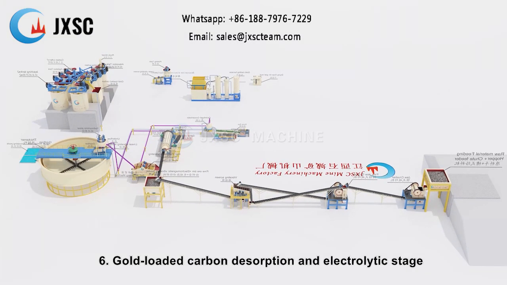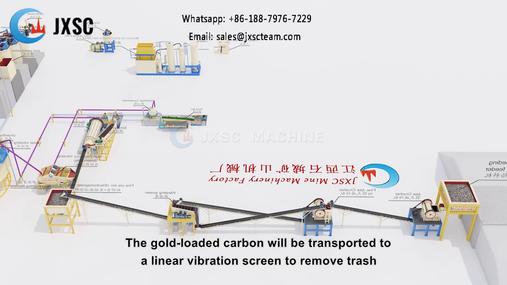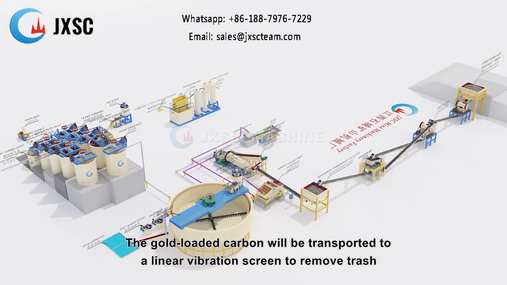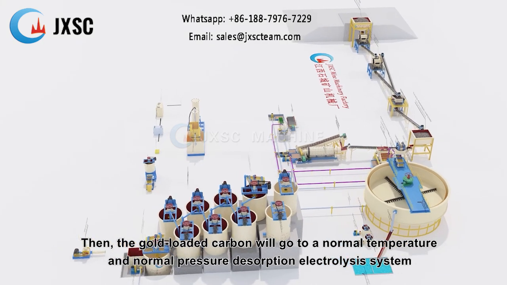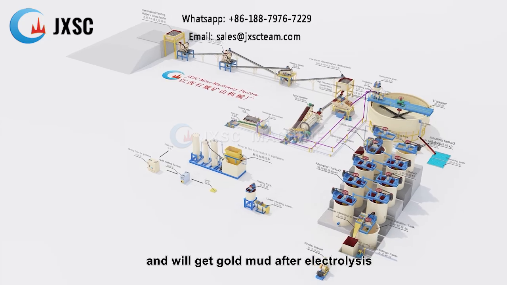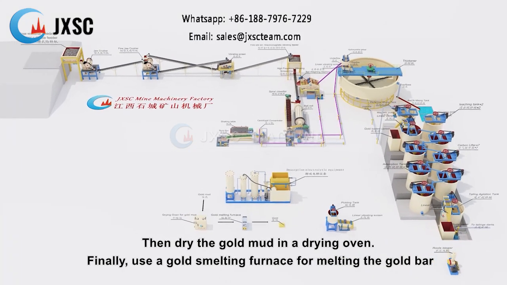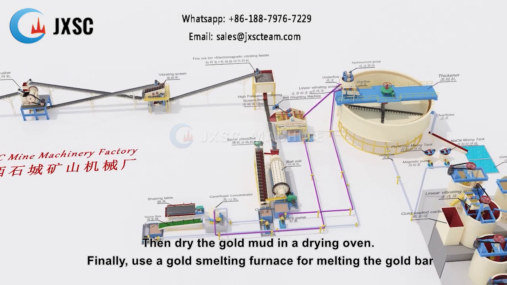6. Gold-loaded carbon desorption and electrolytic stage. The gold-loaded carbon will be transported to a linear vibration screen to remove trash. Then the gold-loaded carbon will go to a normal temperature and normal pressure desorption electrolysis system and will get gold mud after electrolysis. Then dry the gold mud in a drying oven. Finally, use a gold smelting furnace for melting the gold bar.